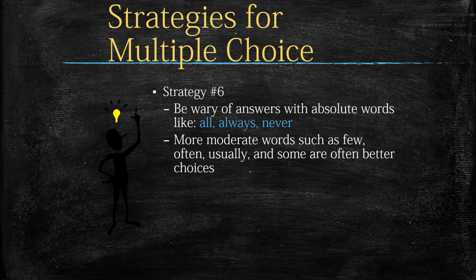Strategy 6, be wary of answers with absolute words, like in true and false questions. All, always, and never are absolute words. More moderate words such as few, often, usually, and some are often better choices. Those are also qualifying statements.